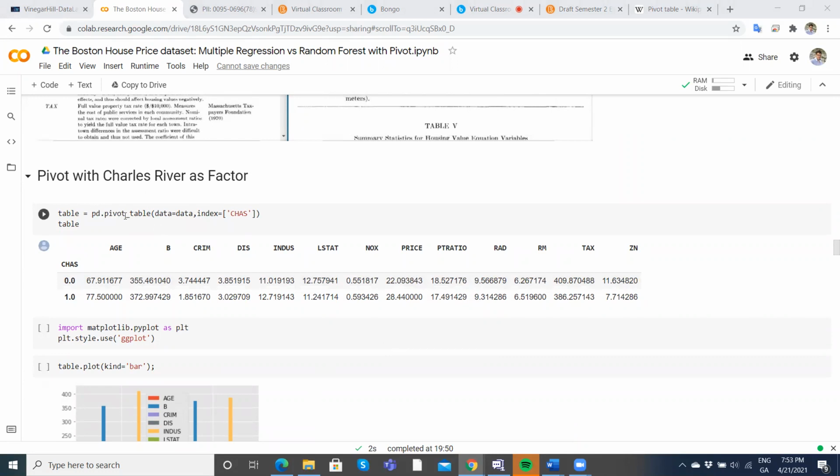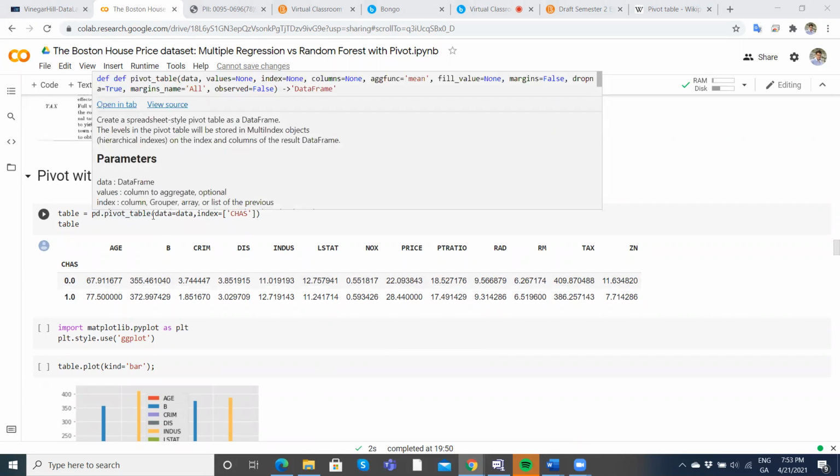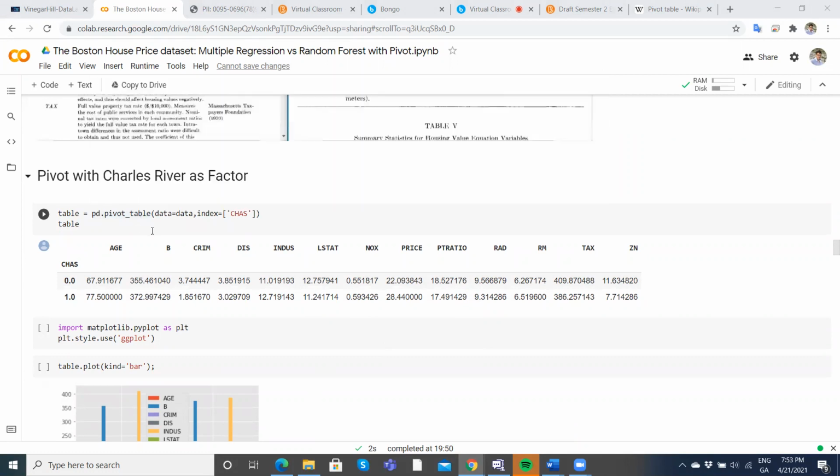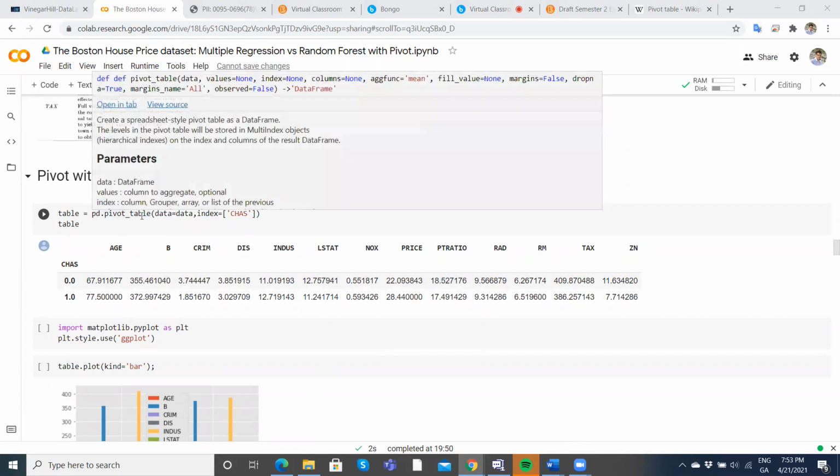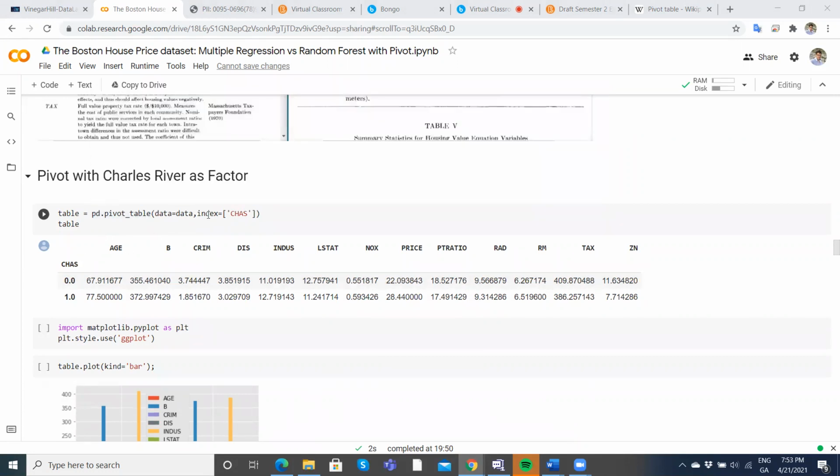This is using the Pandas library and the pivot table function, right? And basically we can say, look, can we set up our table so that the index, we just create a column of data, or a row of data, 2 rows of data based on the categories of CHAS. So this is the Charles River, right? So do you live close to the Charles River or not? And if it's 0, you're not on the Charles River.